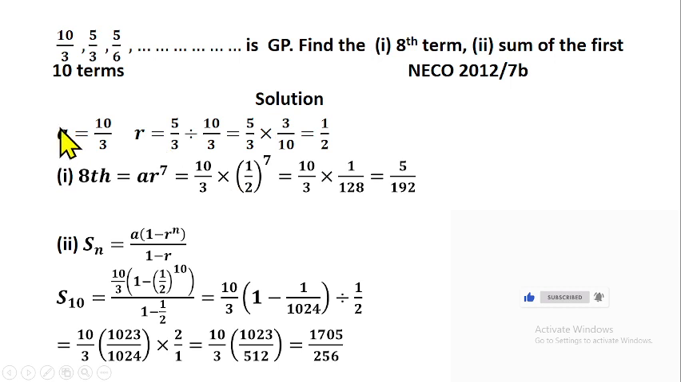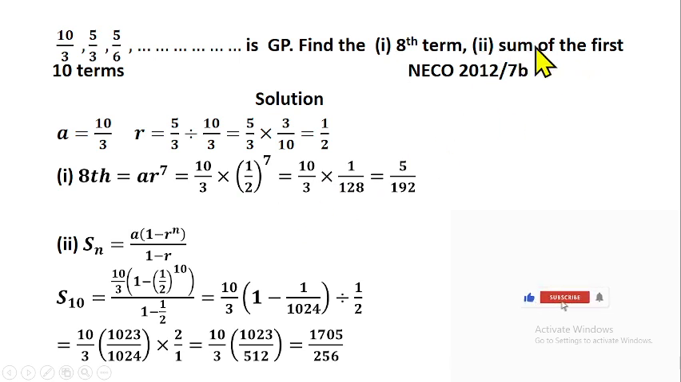Now we have the first term and the constant ratio, so we can find the 8th term. The 8th term is ar raised to power 7. So we have first term 10 over 3 times constant ratio 1 over 2 raised to power 7. That gives us 10 over 3 times 1 raised to power 7, which is 1, over 2 raised to power 7, which is 128. From there, 2 can go into 10 to give 5, then 2 can go into 128 to give 64. 64 times 3 gives us 192. So that's the 8th term of the GP.